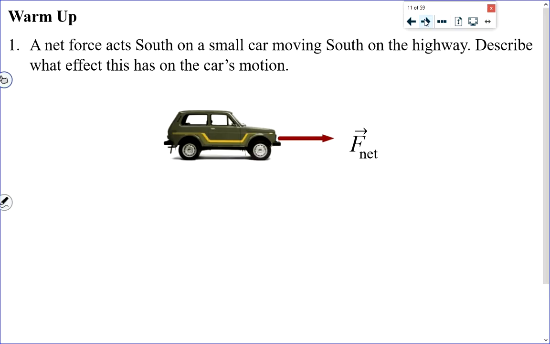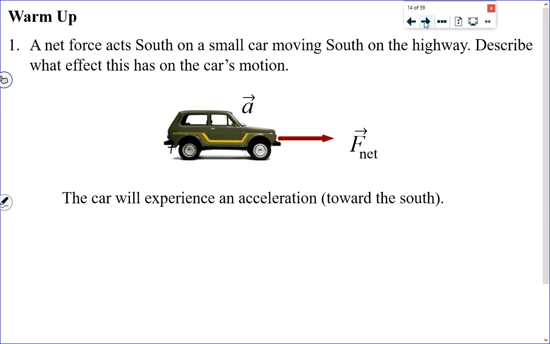Well, if there is a net force, then the forces are not balanced. Because if they were balanced, we would have no total net force. So if there is a net force, the forces are unbalanced, that means there is an acceleration. So what effect does this force that's south acting on a car that's moving south have? What effect it has is it provides an acceleration to the car. The car will experience an acceleration. And if you want to get specific, the direction of the acceleration will be south. And if you want to be even more specific, since the car is already moving south, it will be speeding up, but that's not the point of this warm-up exercise. The point is there's an acceleration because there's a net force.